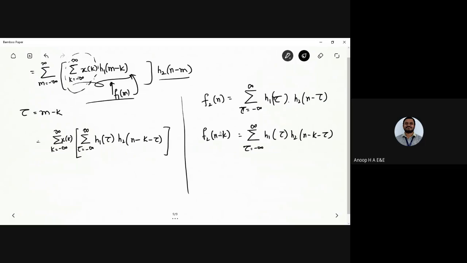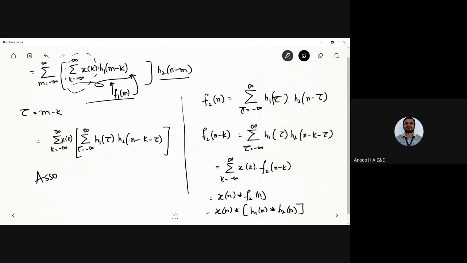So you will be having the function sigma k equals minus infinity to plus infinity x of k f2 of n minus k, that is equal to x of n convolved with f2 of n. So that is x of n convolved with, what is f2 of n? That is h1 of n convolved with h2 of n. So that is the value that holds good, that is, the associative law holds good.